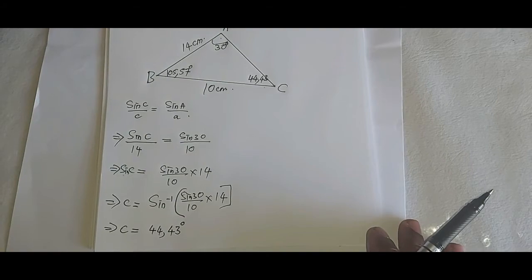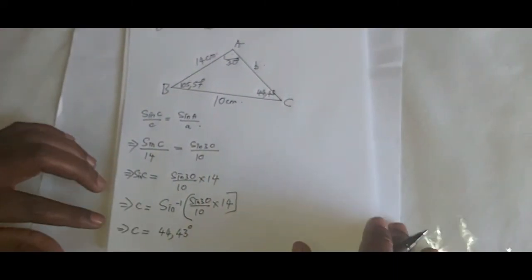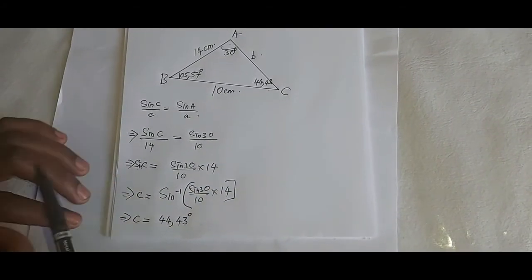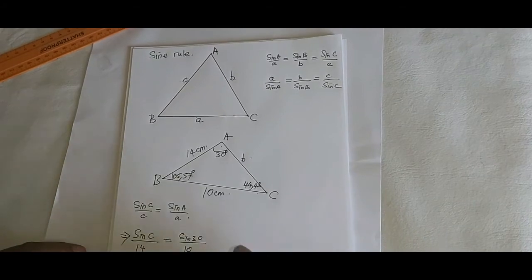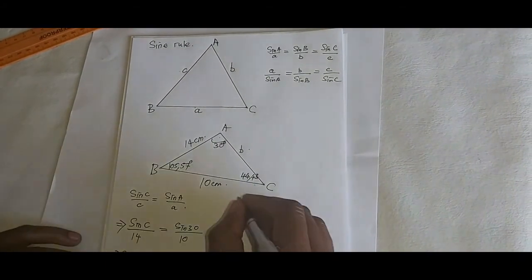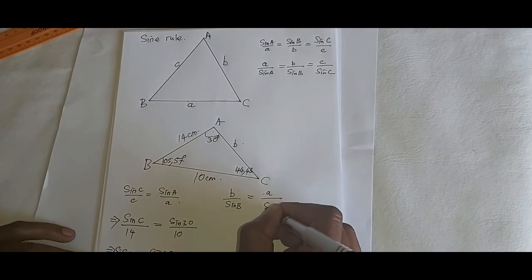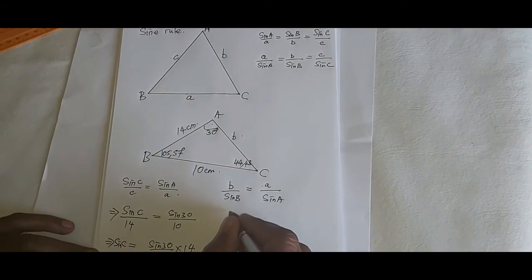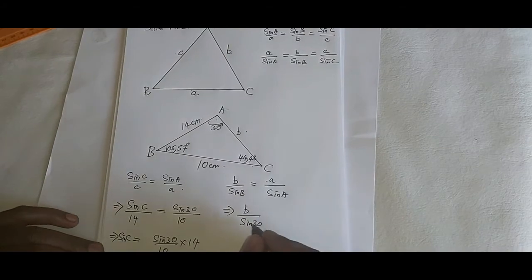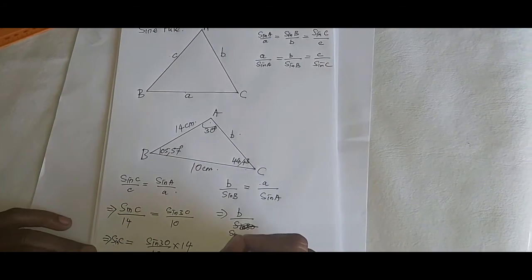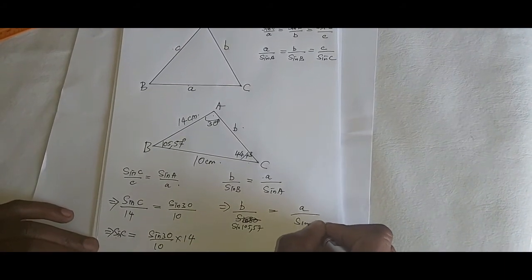Now the only thing that is missing is side AC, which is opposite B, so I'll call it side b. For us to find side b, again we use the sine rule, and here we must use the bottom formula, because I'm looking for an unknown side. That which you are finding, you must write first. That is b over sine B is equal to a over sine A. So b over sine of 105.57 is equal to a over sine 30.